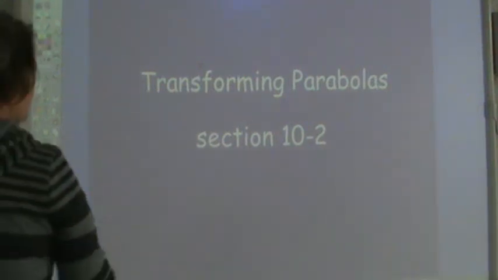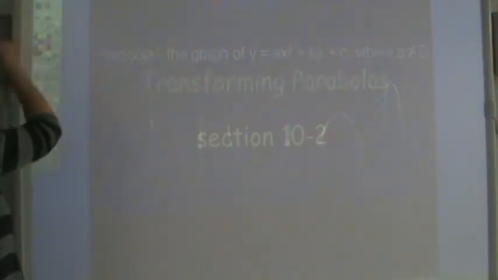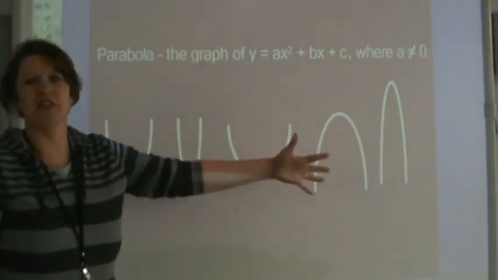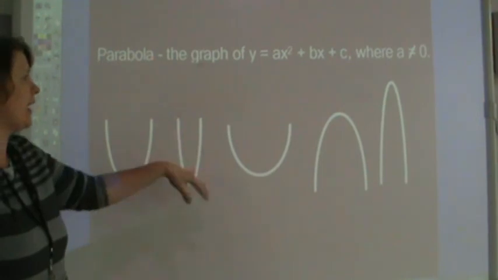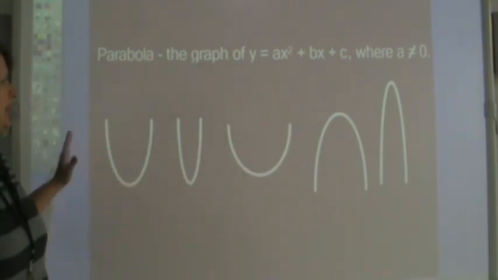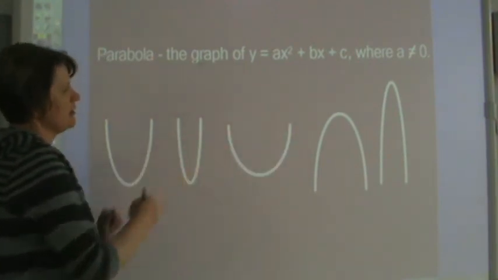Right, transforming parabolas, section 10-2. All right, so a parabola basically is a U-shaped thing, okay? They can open upward or downward. I suppose we could tip them on our sides too, but we're just going to focus on the up and the down. They can be a little wider, they can be a little skinnier.